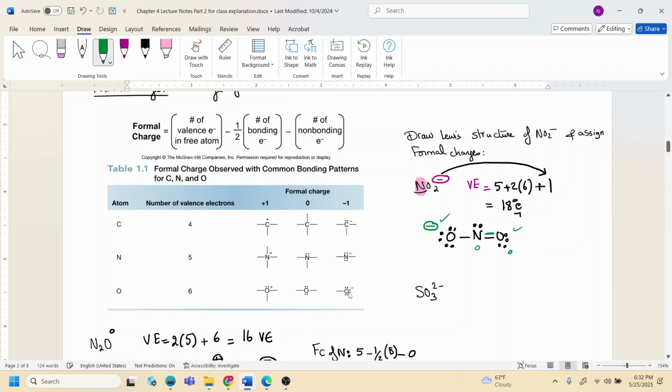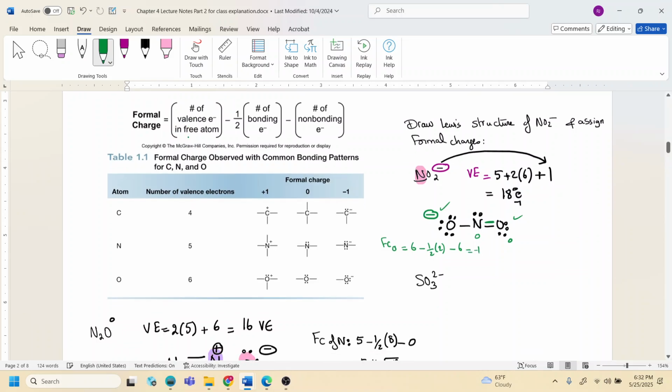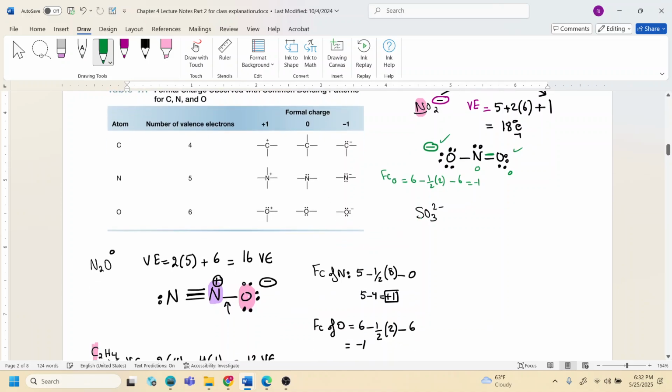You can use again this chart to calculate the negative charge of the oxygen, or to find out which is negative, or you can calculate it from here simply by using the formula. The formal charge of the oxygen is equal to 6 minus half. The bonding is going to be 2 and the non-bonding is going to be 6, and that is equal to minus 1.